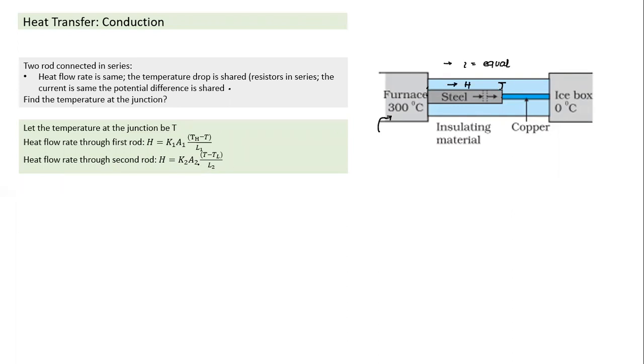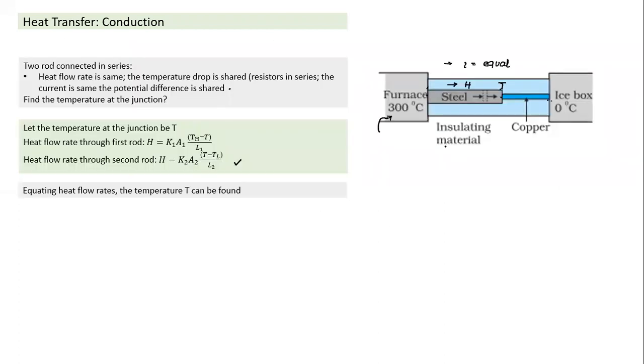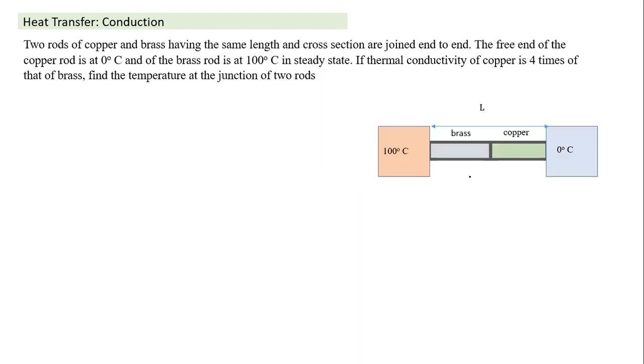Heat flow for the second part: K2 into A2. I am applying the heat conduction equation for the second part of the rod, so this will be T minus T_low, the lower temperature, by L2. When I equate those two, if all other terms are given, the only unknown is the temperature, and we can find it out. So that's a way to find the temperature at the junction, by equating the heat flow rate. Or we can also solve it like a series circuit, which we'll take up later in some example.